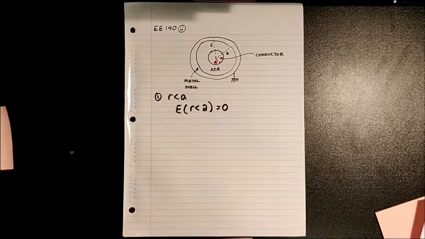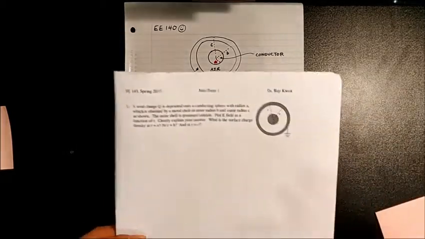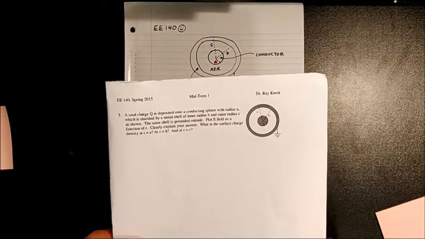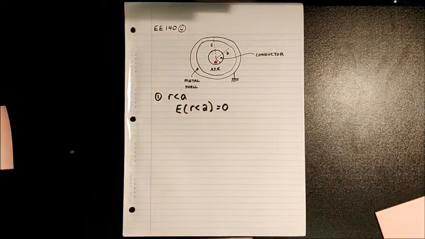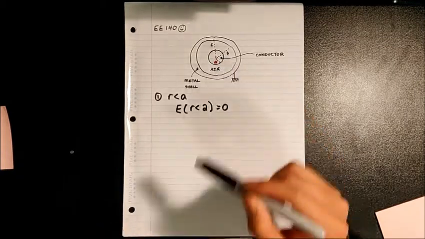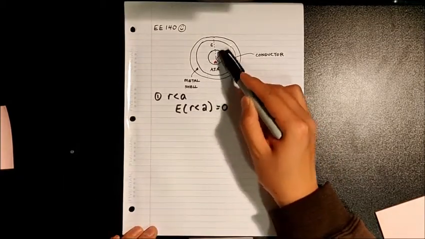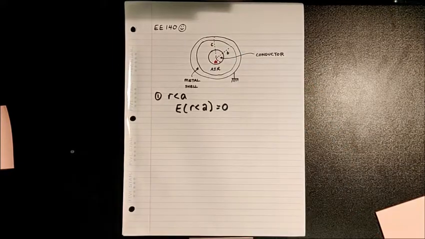But it's important to remember the problem, and we have to understand that a charge Q is deposited on a conducting sphere. So although we know that the E field is 0 inside, all the charges will be on the surface of the first shell, which we can use later.